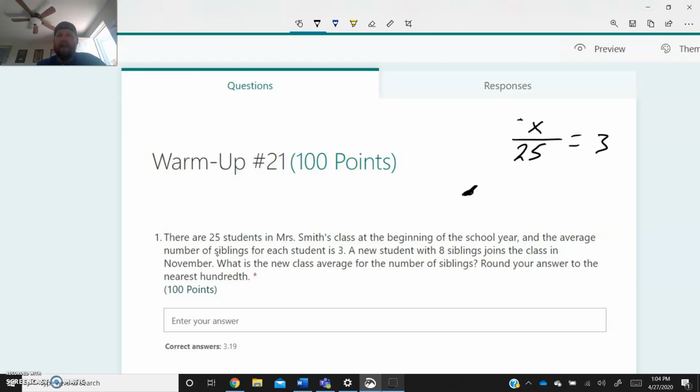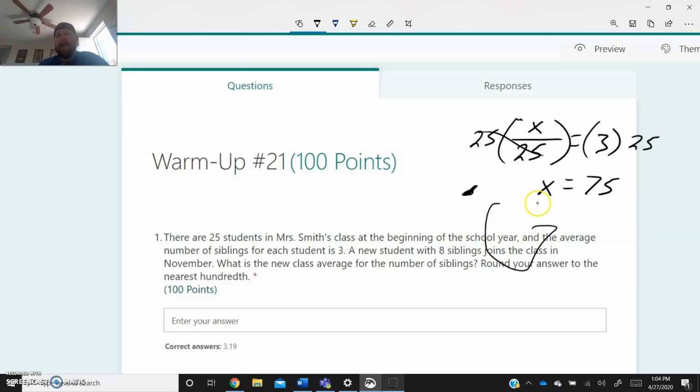So in order to solve this problem, the very first thing that we need to do is find what x is. To do that, we need to isolate the variable, all right? So I'm going to multiply both sides by 25 to get it all by itself. The 25s cancel out, x comes down, and it gives me 75. So now I know that's how many siblings the total class had.